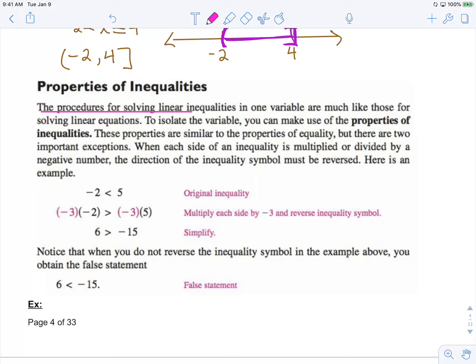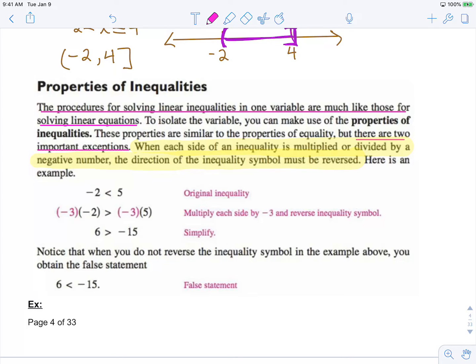The procedures for solving linear inequalities in one variable are much like those for solving linear equations. However, there are two important exceptions. When each side of an inequality is multiplied or divided by a negative number, the direction of the inequality symbol must be reversed. Here's an example below.